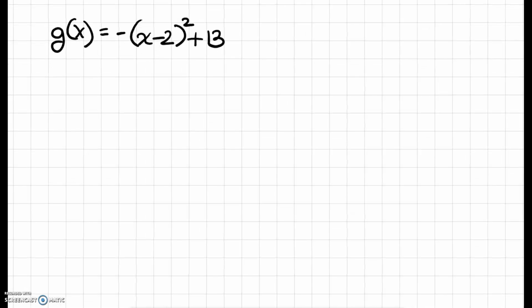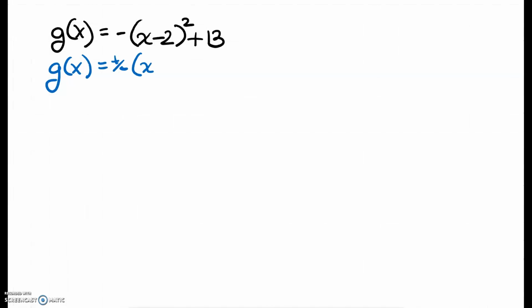Hopefully this is in the right form. G of x should equal plus or minus x minus h squared plus k. And it looks like everything's in place. So I just need to pick, is it going to be negative or positive? And very clearly here is a negative. So I picked the negative. So h equals 2 and k equals 13. And we have this negative.